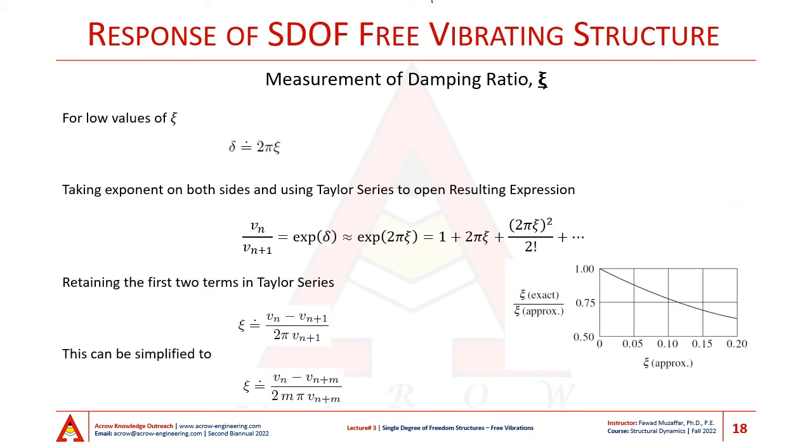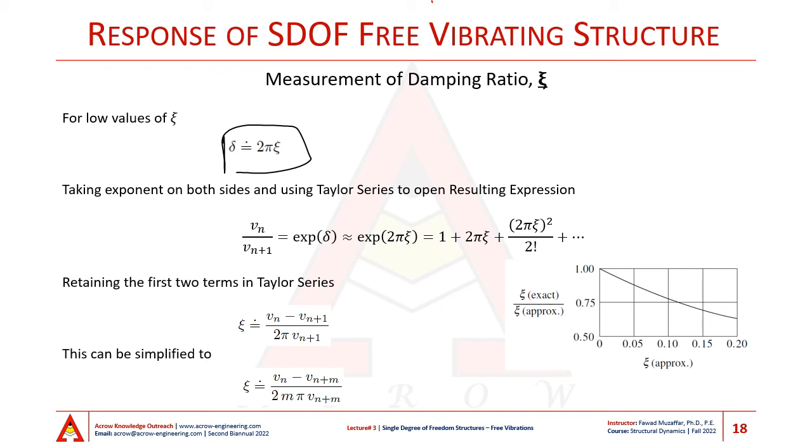If we develop this further, for low values of psi, we can write the above equation approximately as the logarithmic decrement, which is the decay of response, which is the ratio of response of a single degree of freedom vibrating system between successive peaks, is given by 2 pi psi.